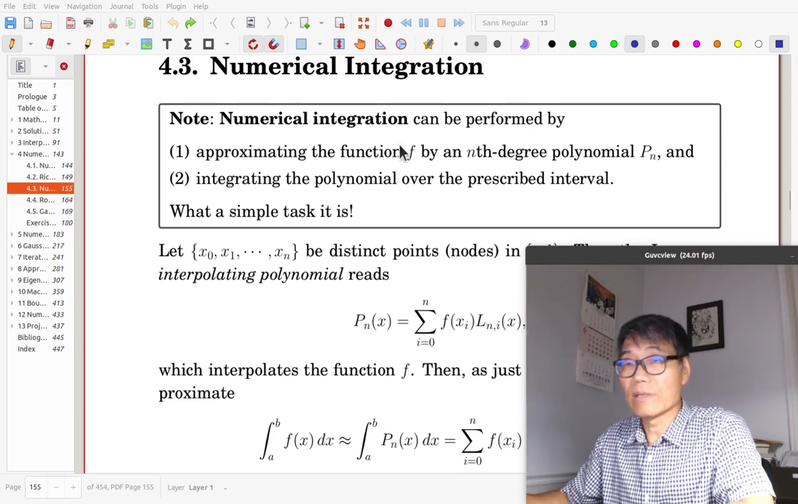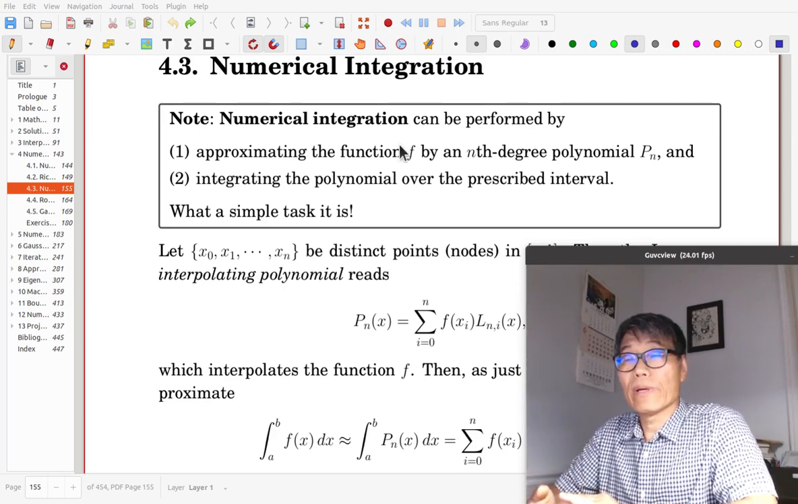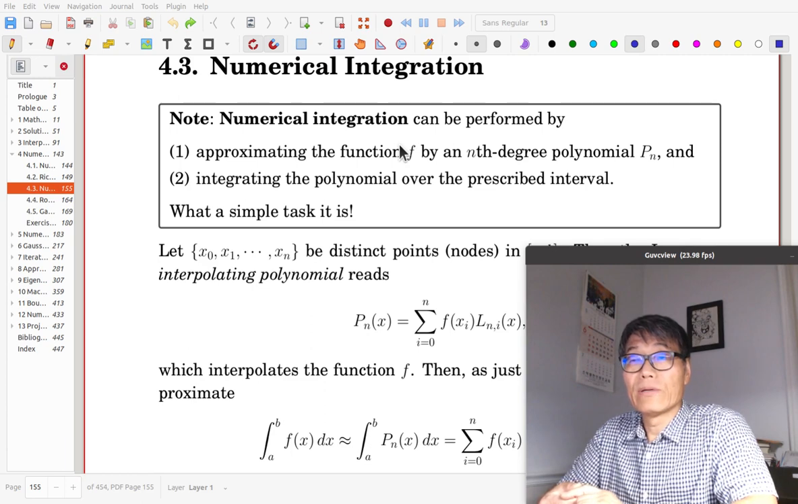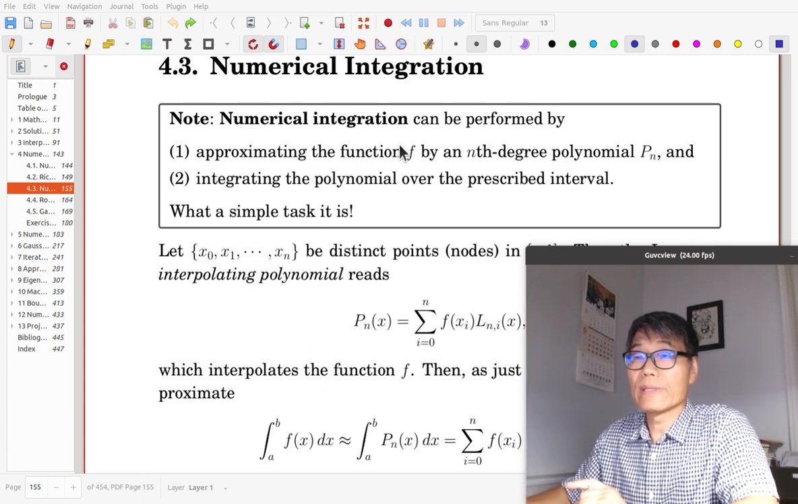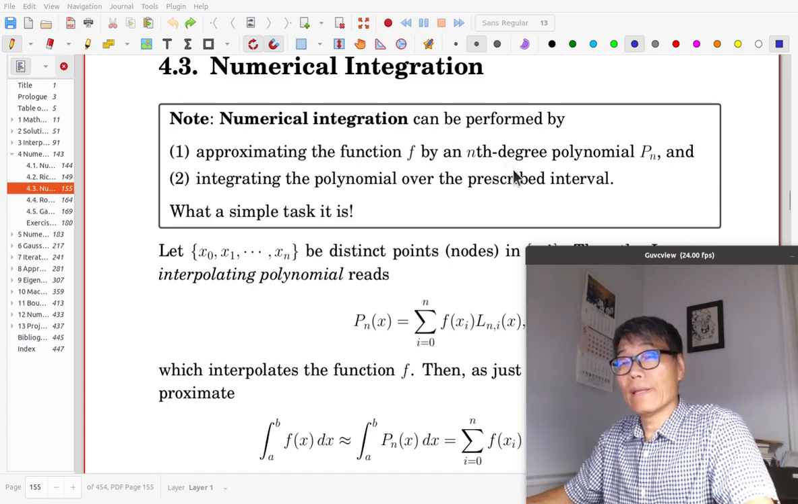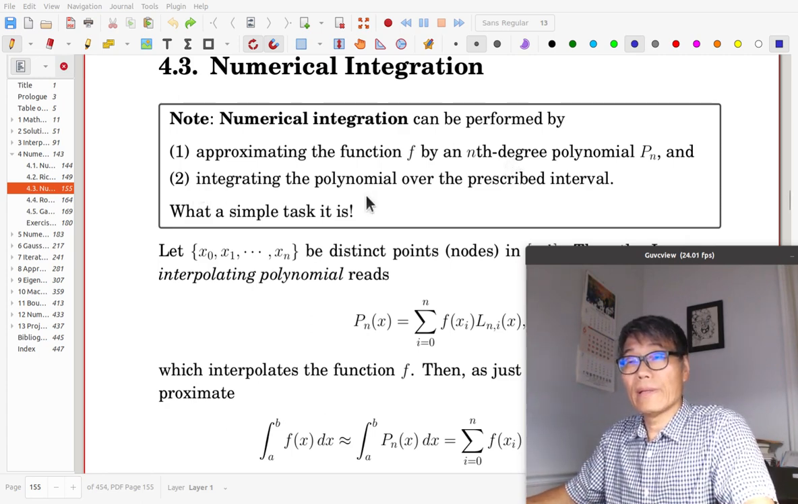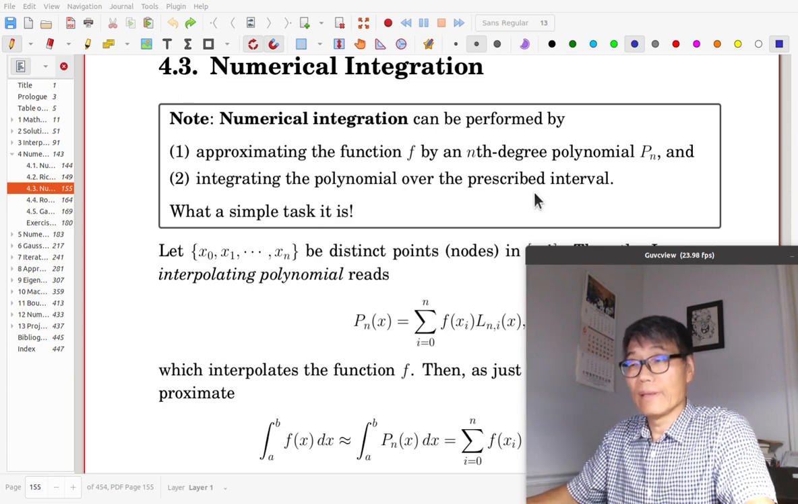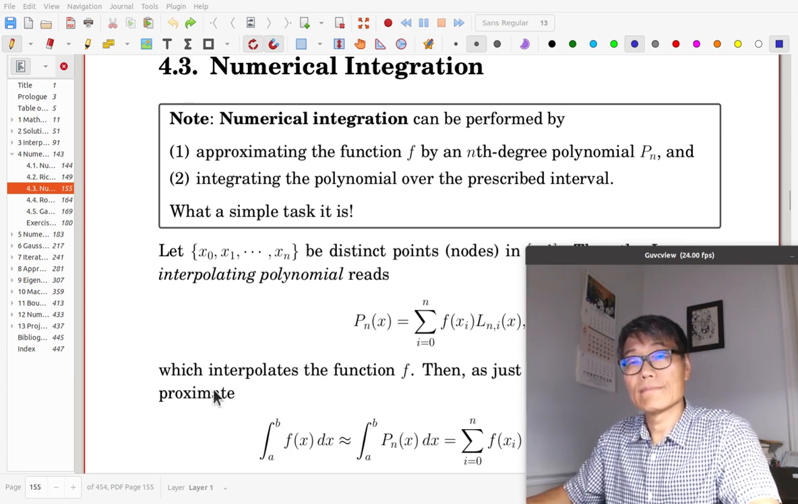It is section 4.3, numerical integration. Numerical integration can be performed by first approximating the function f by an interpolating polynomial and then integrating the polynomial over the prescribed interval. It is simple, right?